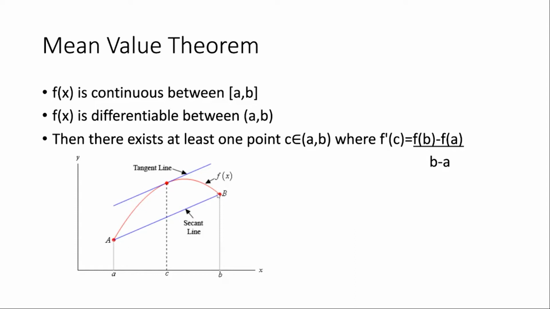You see, y2 minus y1 over x2 minus x1. They're just saying that there exists one point c where the slope of the secant line is equal to the slope at point c. Notice at point c, the slope of the tangent line is equal to the slope of the secant line.